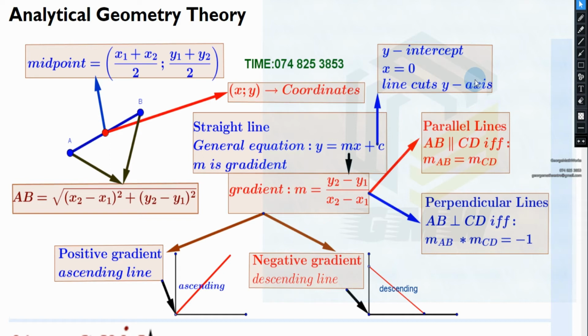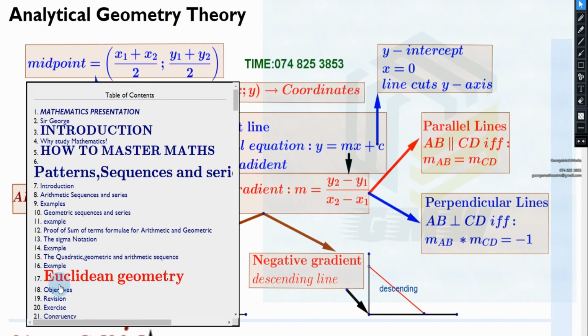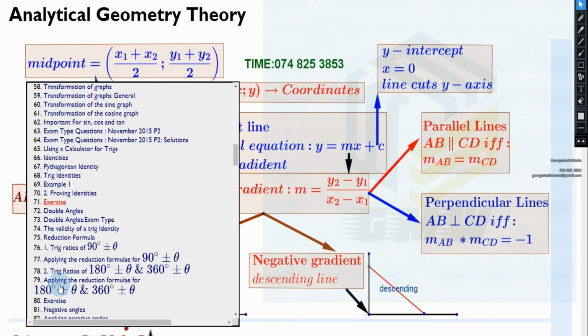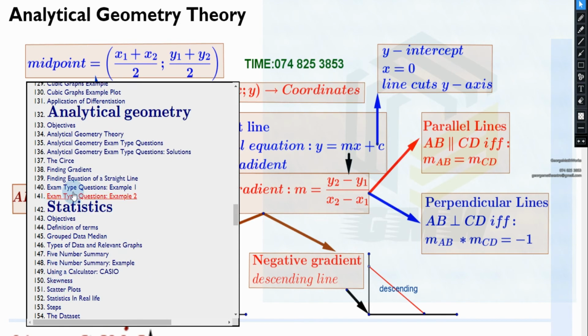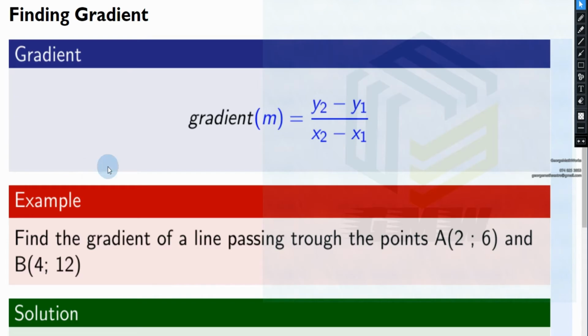Now, with this said, I mentioned gradient here. So I'm going to take you through a few examples that show how questions can be asked on gradient. And with that done, we also get to look at the examples in the exam. Finding the gradient, first thing to do is to display the formula. That's y2 minus y1 over x2 minus x1.